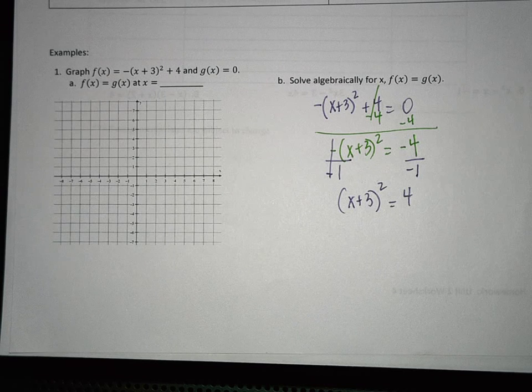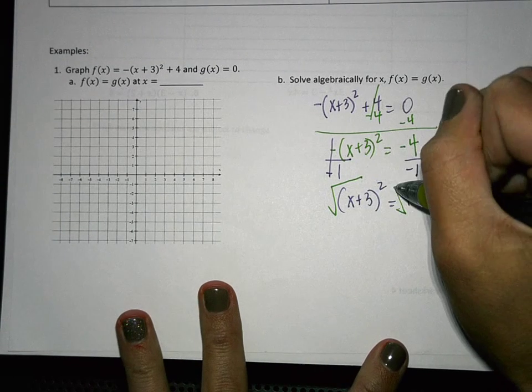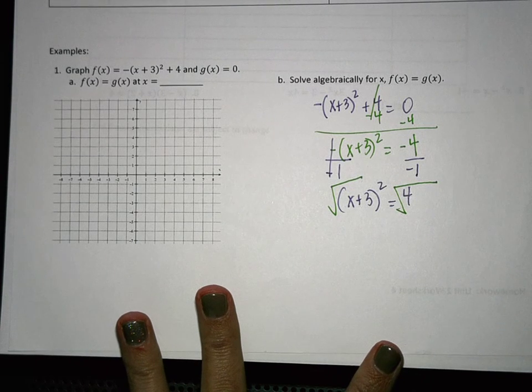Do you see how the square is by itself now? Okay. Once your square is by itself, then we can take the square root of both sides. Now, since I am taking the square root, see how I am making the square root symbols? That means my answer is going to end up being what?